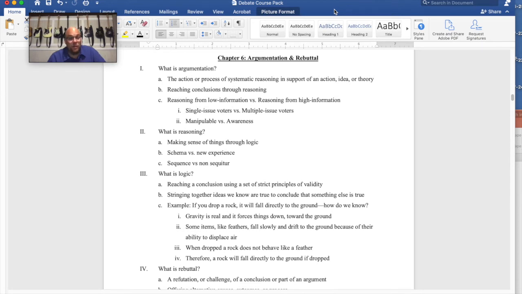So, what does that even mean? What is logic? That's the next item here. Logic is reaching a conclusion using a set of principles, usually of validity. So, another way to put it, as you can see on the definitions, stringing together ideas we know are true to conclude something else is true. So, the example there is if you drop a rock, it will fall directly to the ground.